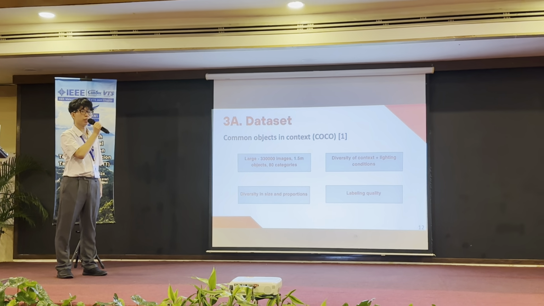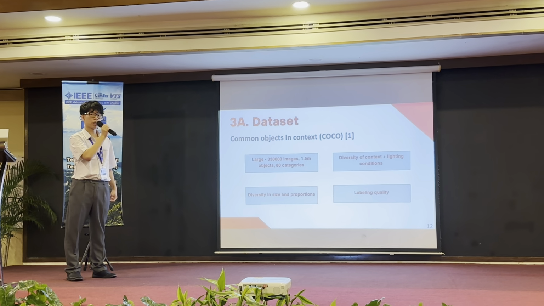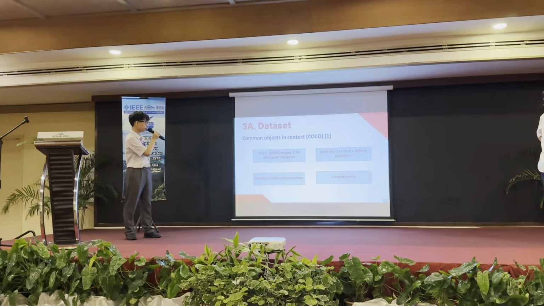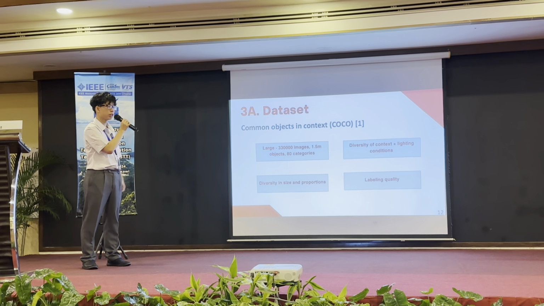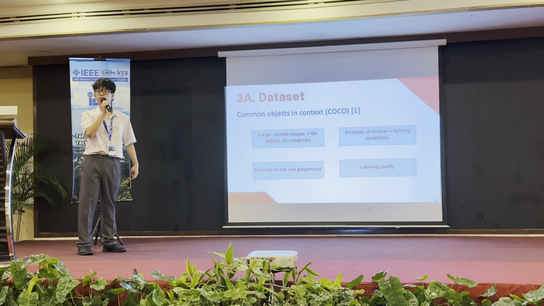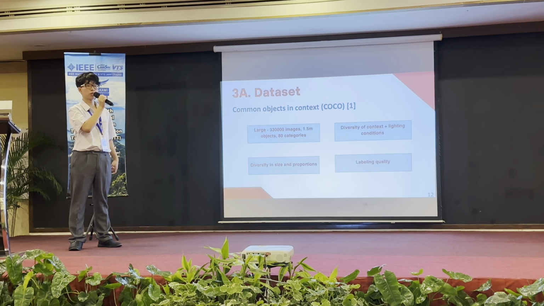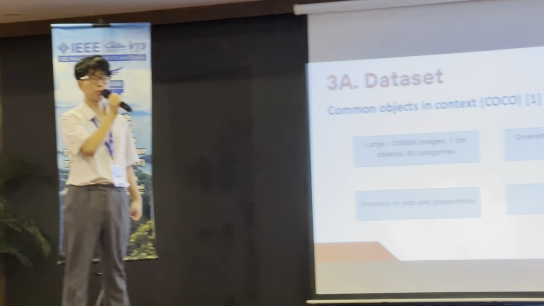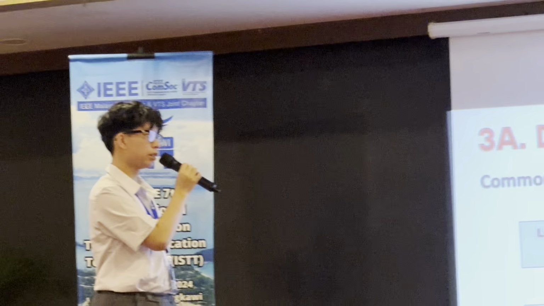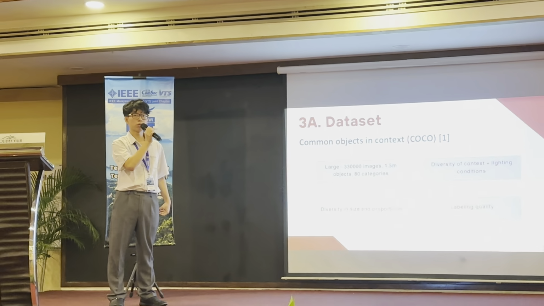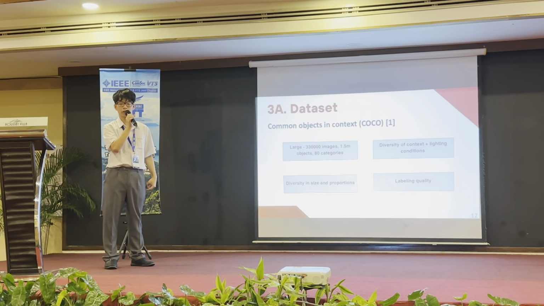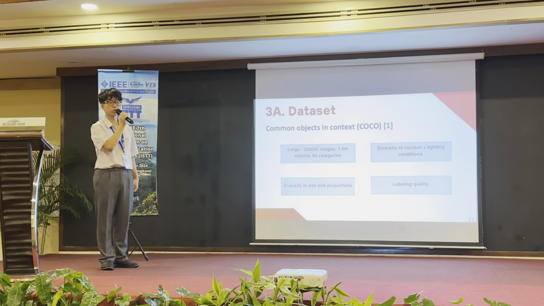It also has diversity in context and lighting conditions, such as light or lack of light, or an urban or rural background. There's also diversity in size and proportions, and all of these 3 factors combine to make sure that whatever results we obtain from our experimentation does not suffer from biases or inaccuracies when being generalized for applications in the real-life world. The COCO dataset also has great labeling quality, so that when our model is trained to test the bounding box, it reflects the actual accuracy of the model.